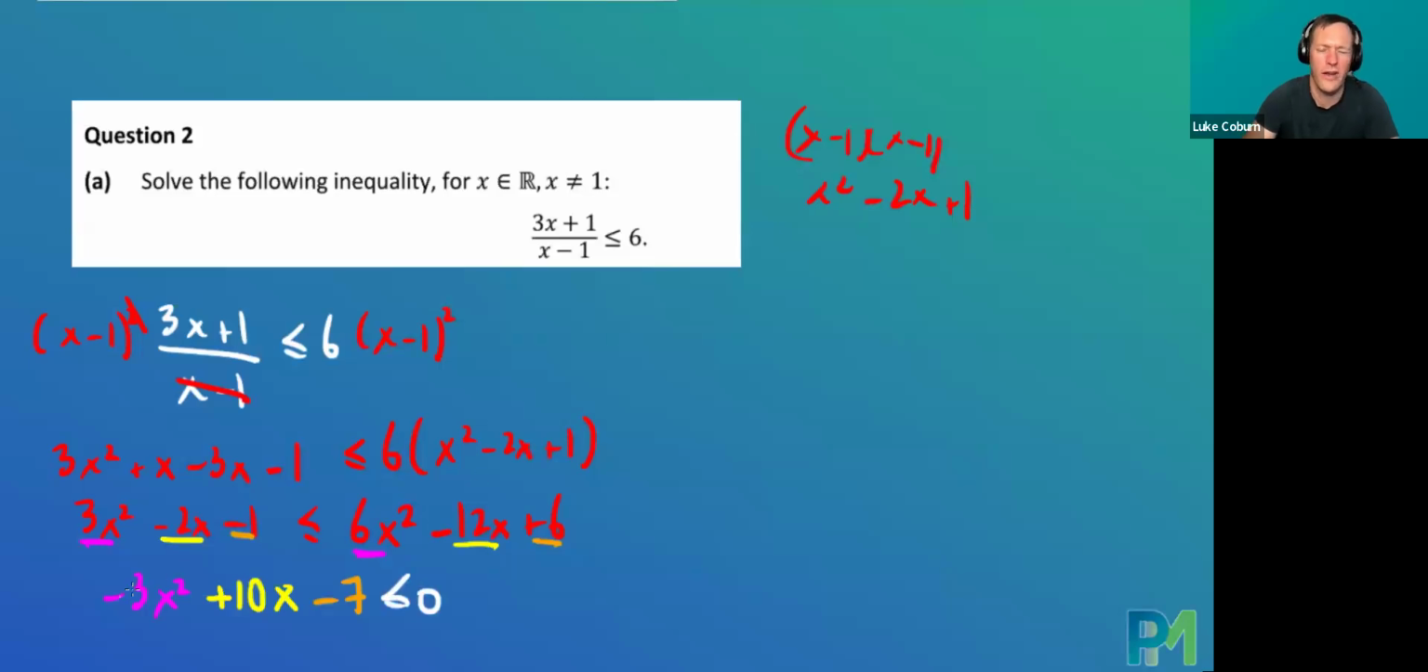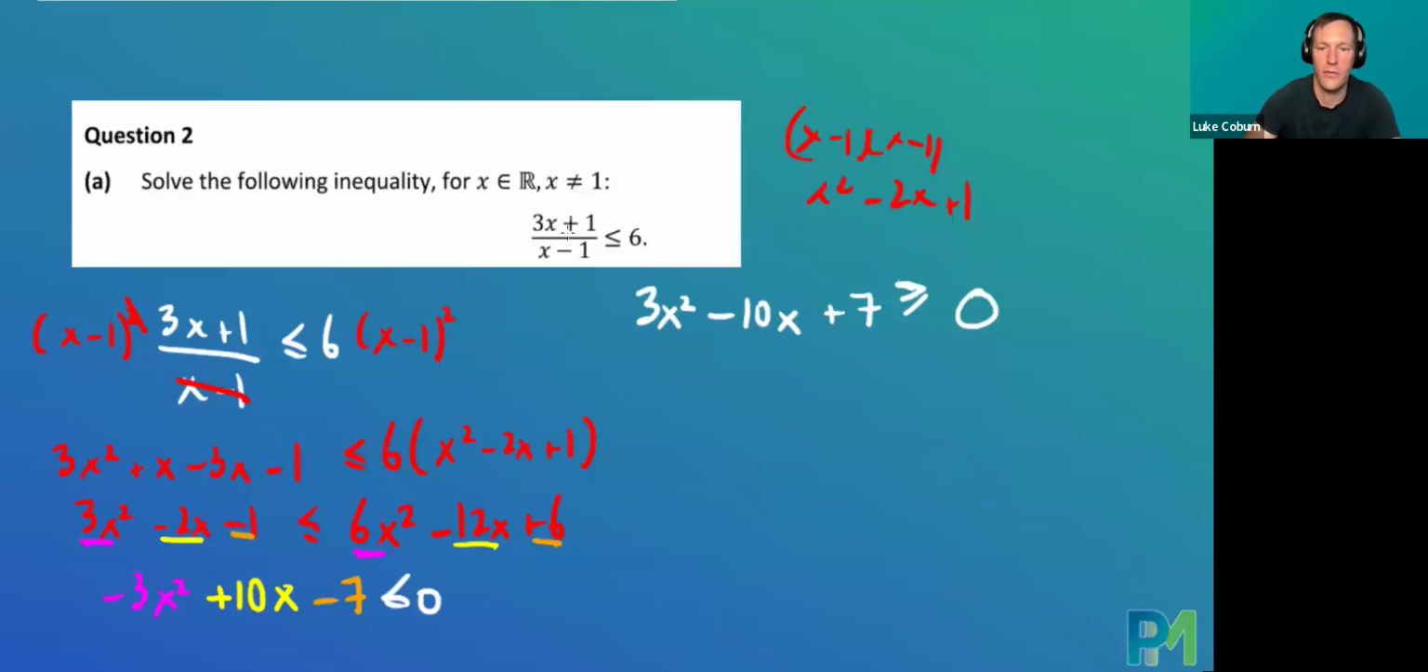I don't like this minus sign out front. Generally, you're always trying to get the thing that you're going to launch off from as neat as possible. So what I'll do is multiply both sides by minus 1. So 3x squared minus 10x plus 7, and 0. But we multiply both sides by minus 1, so this is now greater than or equal to.